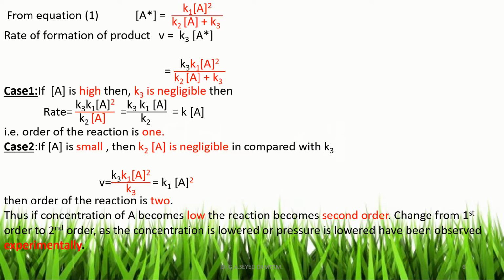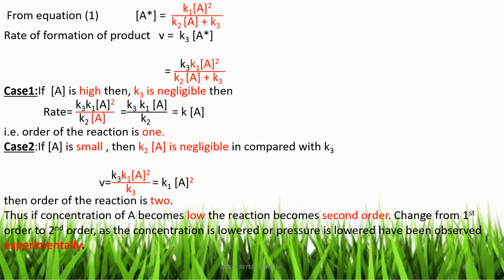That is, the order of the reaction is 1 because the power of the concentration term is equal to 1. So, the order of the reaction is 1. That is the first case. And the second case: if the concentration of A is small, then K2A is negligible compared with K3. On neglecting K2A in the denominator of the rate of formation of product equation, the equation becomes rate is equal to K3 K1 A power 2 divided by K3.